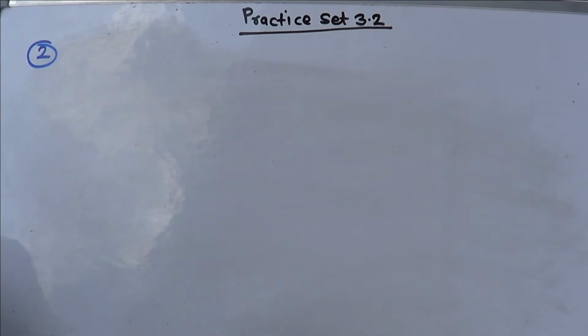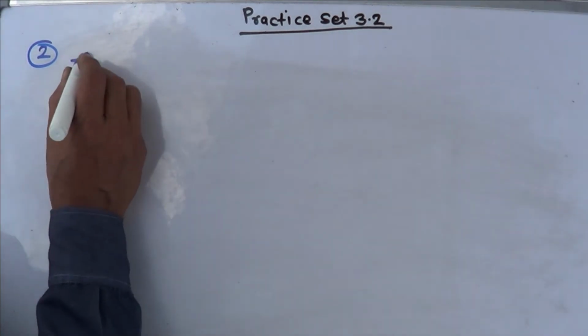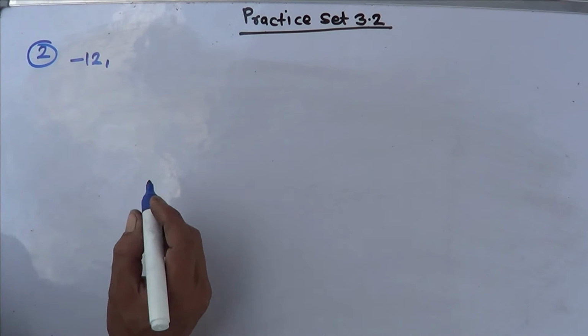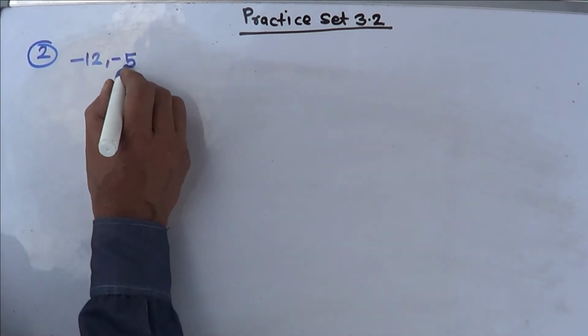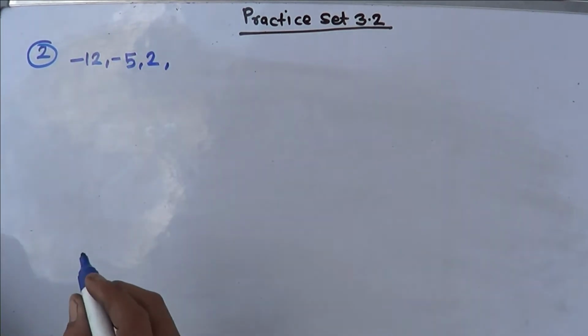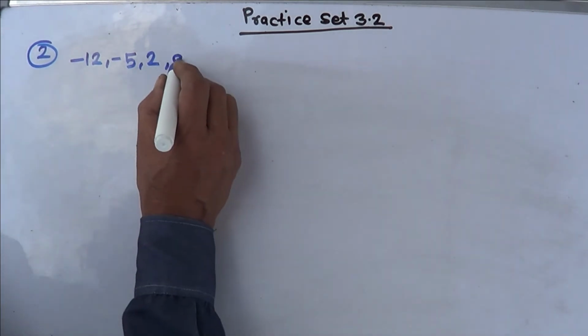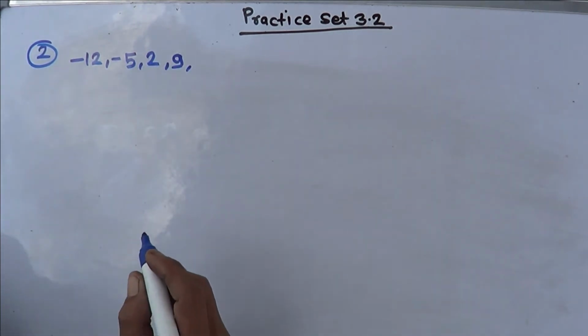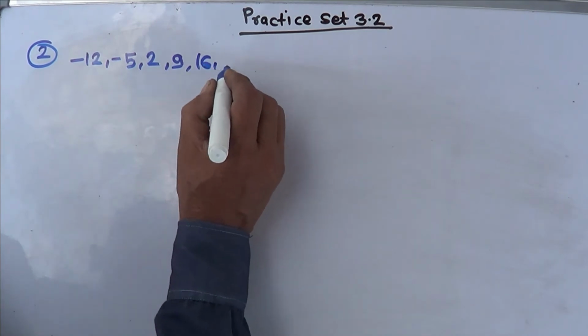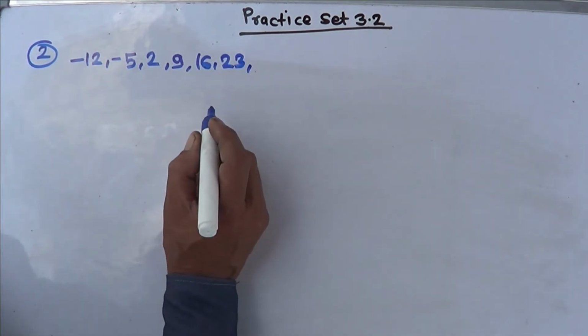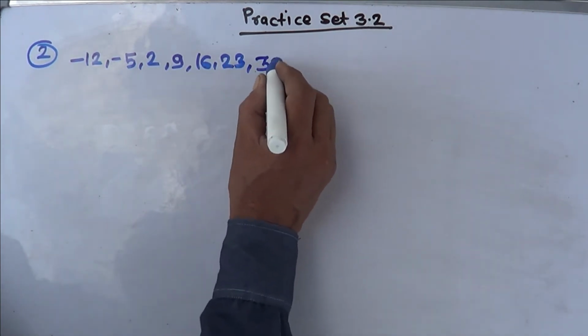So we have given -12, -5, 2, 9, 16, 23 and 30 and so on.